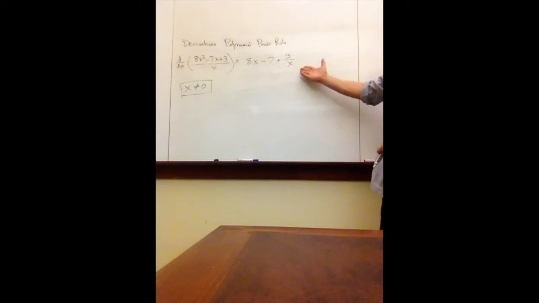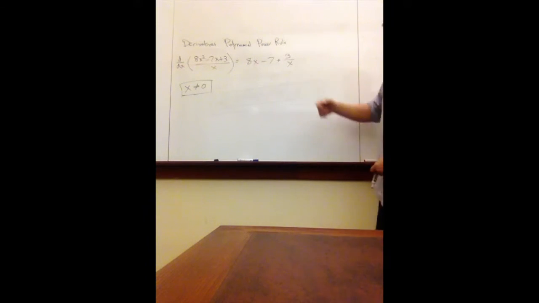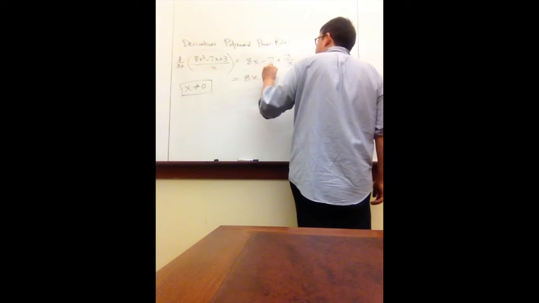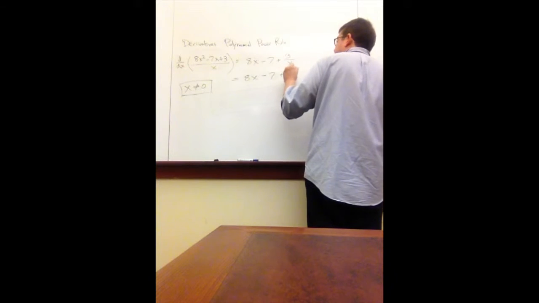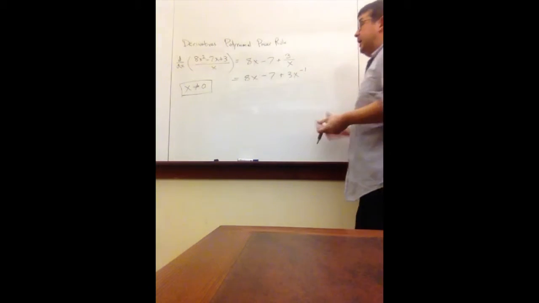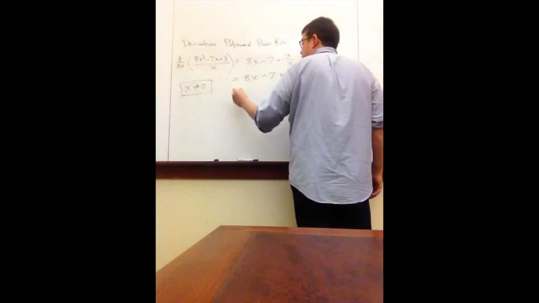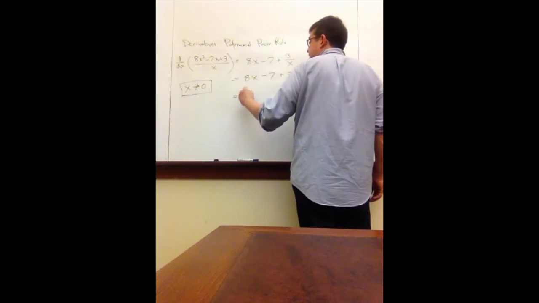And the restriction is, of course, that x cannot equal 0 for this derivative. And what I'm going to do now is put this into a negative exponent. So I have 8x minus 7 plus 3 times x to the negative 1. And we can use the power rule even with negative numbers. So here we go. The derivative of the first term is 8.